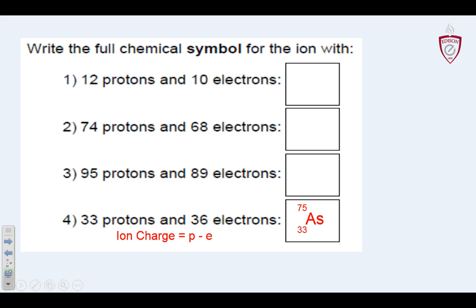Again, same equation. And notice this time I have more electrons than protons. So when I subtract them, I get a negative number. So now my charge is going to go up as a negative, which really means what? Negative 3. What does that mean? It means I have 3 more electrons than I have protons. Okay, so the negative means there's electrons, and the 3 means there's 3 of them.